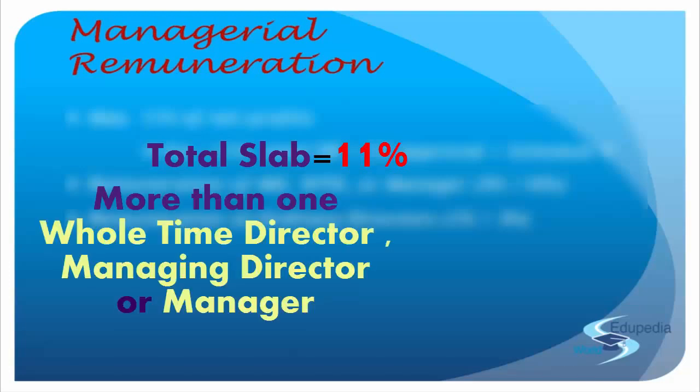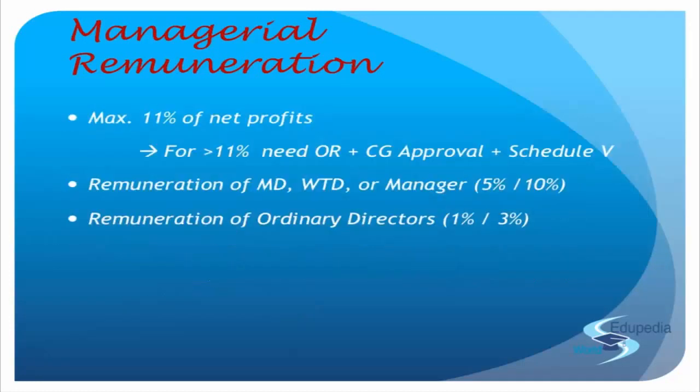If there is more than one whole-time director, managing director or manager, you have already given them 10%. What is left for you? 1%. But there's good news. If these managerial personnel are not there in the company, right? There's no manager, no whole-time director, no managing director. You are lucky because they don't get any money. If they don't get any money, then the 11% is yours. Is it? It's not.